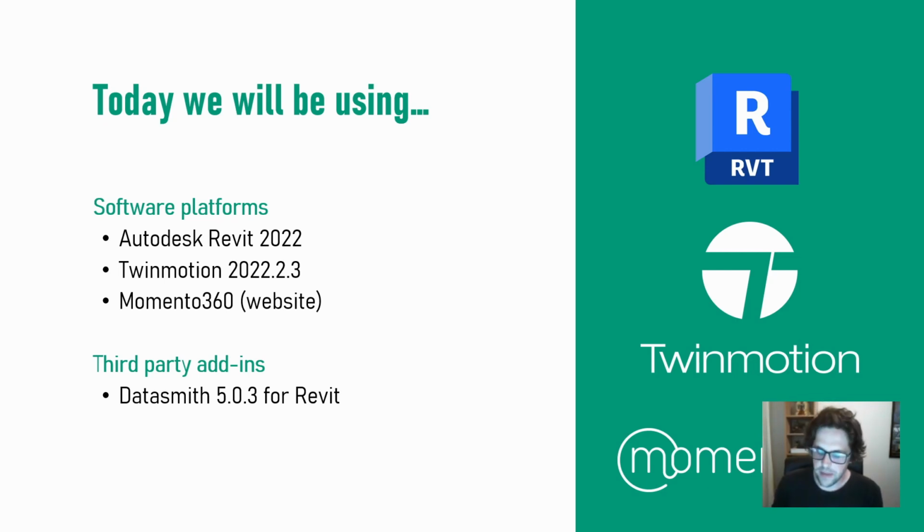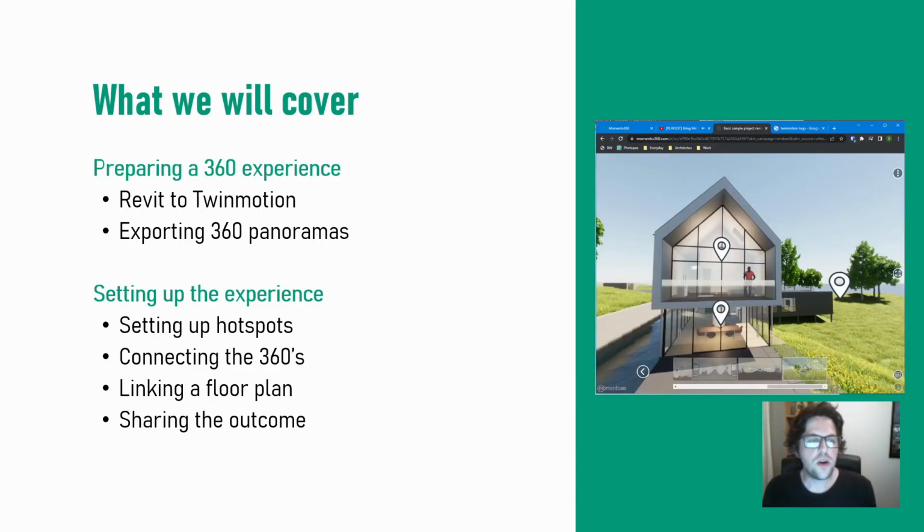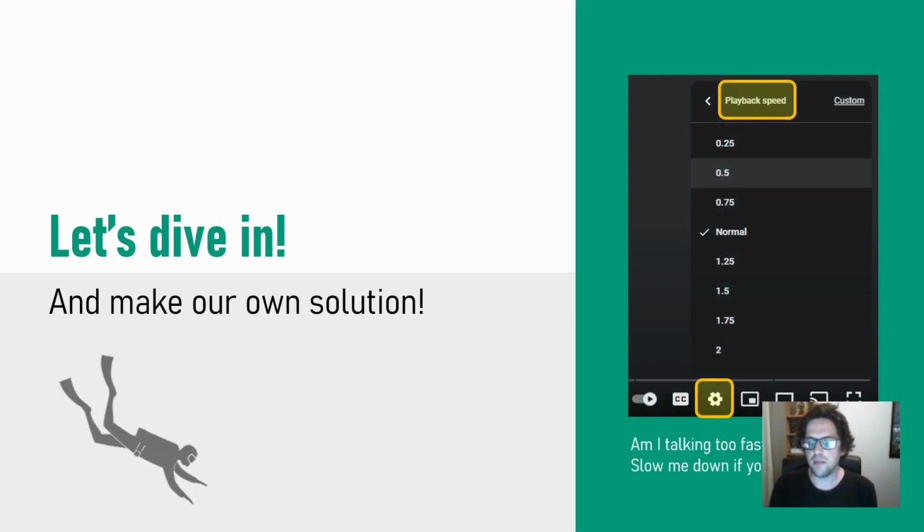360 interactive panoramic experience. So I'll cover firstly how you can prepare a 360 experience. I won't do the full modeling workflow, but I will roughly run through how I've taken a Revit model, exported it to Datasmith, imported it to Twinmotion, and modified the model to make it more suitable for an experience like this. From there, we'll look at setting up the experience, so using what are called hotspots to navigate around the experience, how you can link the 360s together into a collection, connect them to a floor plan, and finally share the outcome. So without further ado, we'll just jump straight in and make a solution.